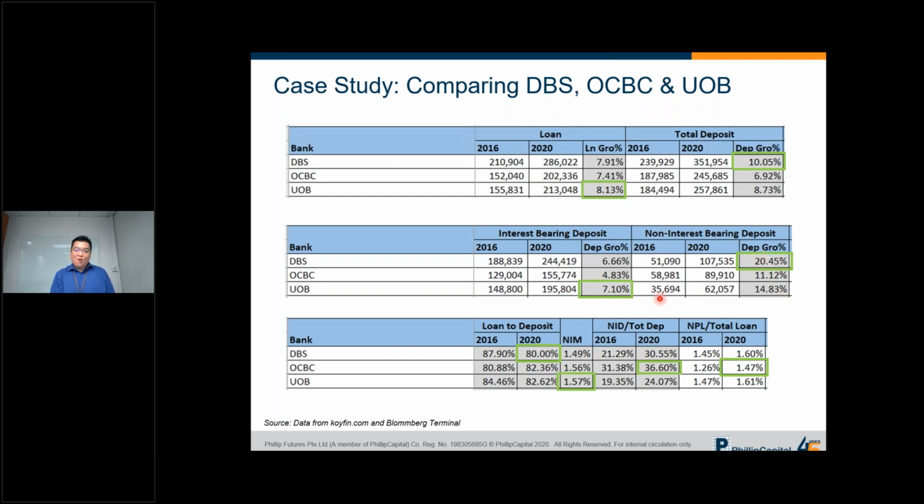Because then it means that whatever they loan out, the interest they collect, they have less to pay out. So therefore, non-interest-bearing deposit is an important factor to consider when we are studying the bank.